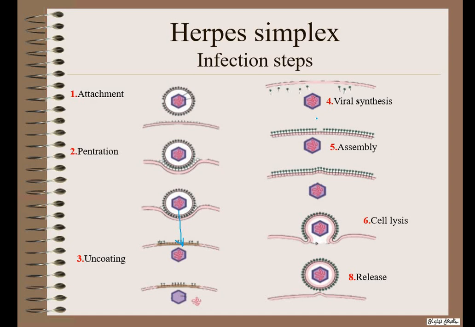So it starts the stage of virus synthesis, and after the finish of the synthesis of these components, it starts to assemble the virus. Once these viruses are complete, they cause disruption of the cells, cause cell lysis, and are released to infect another cell. These are the stages which occur during infection by herpes simplex virus.